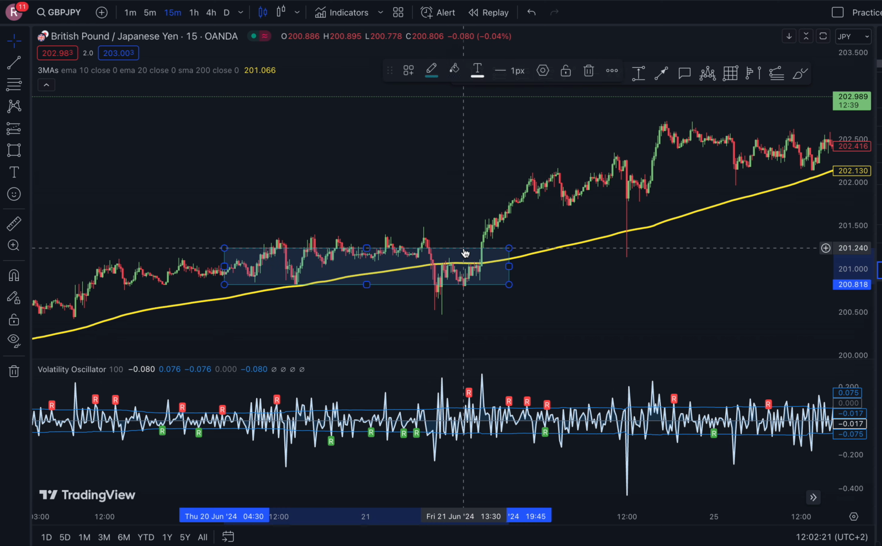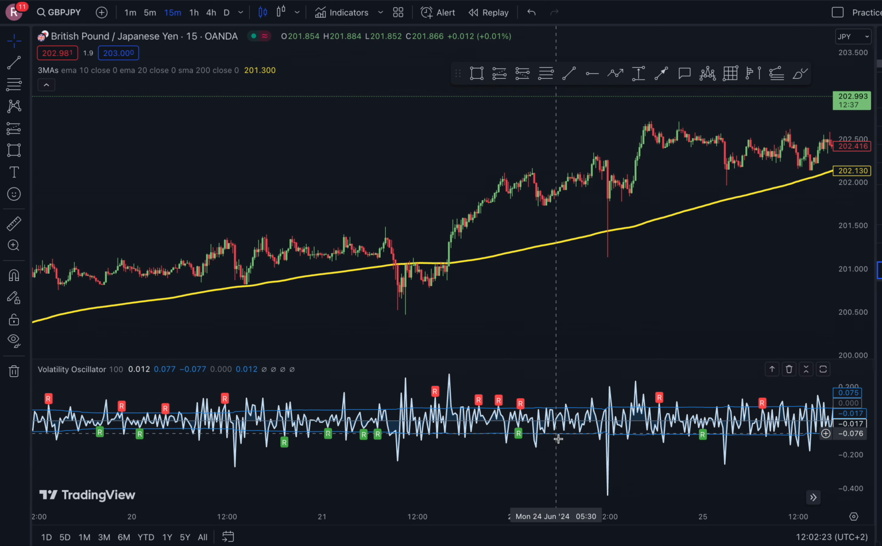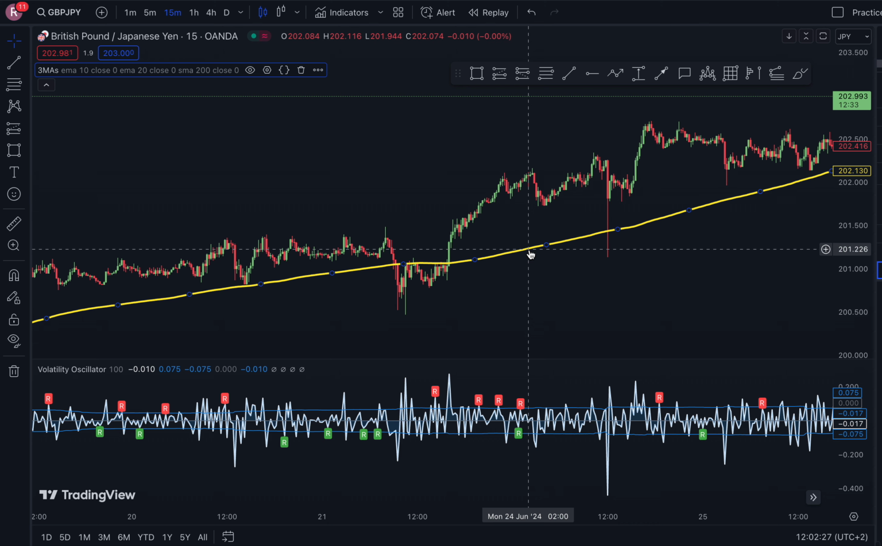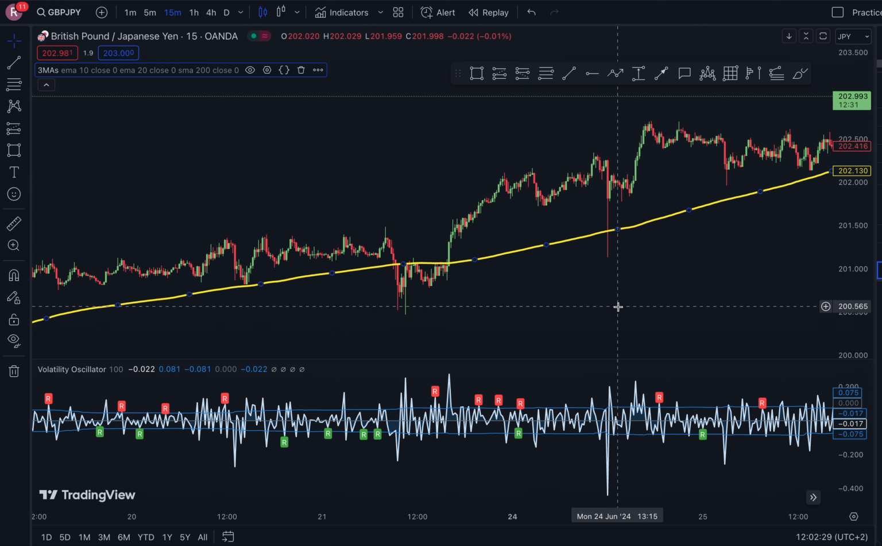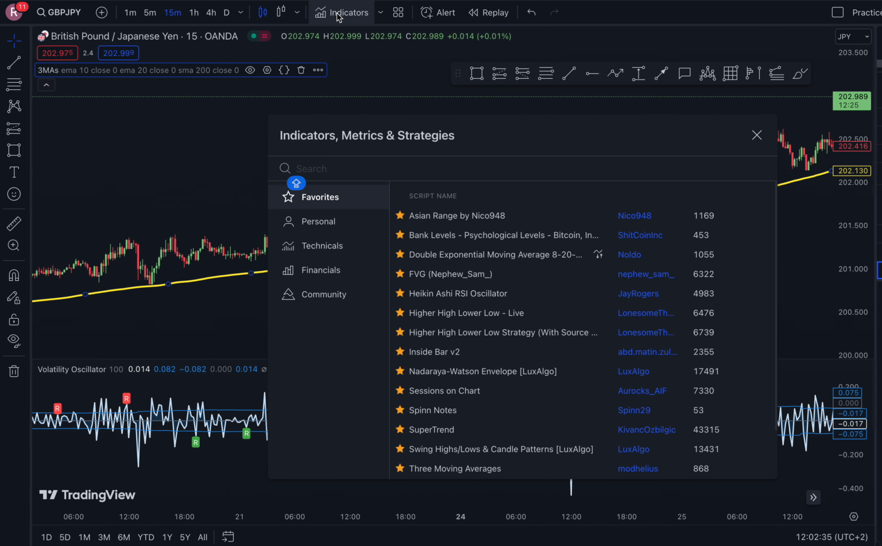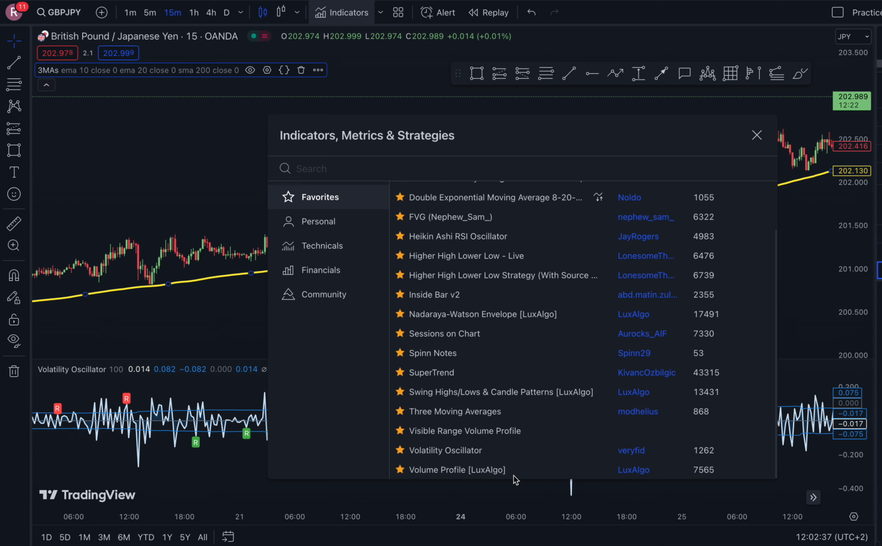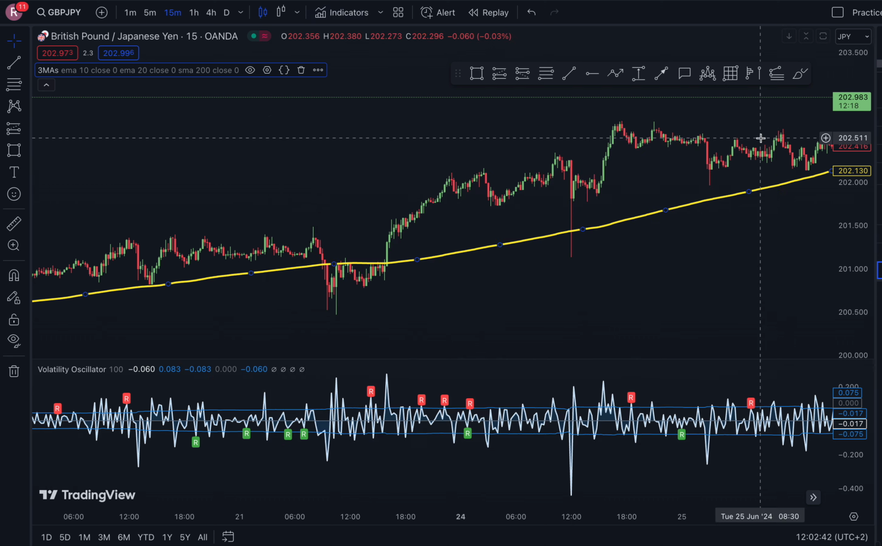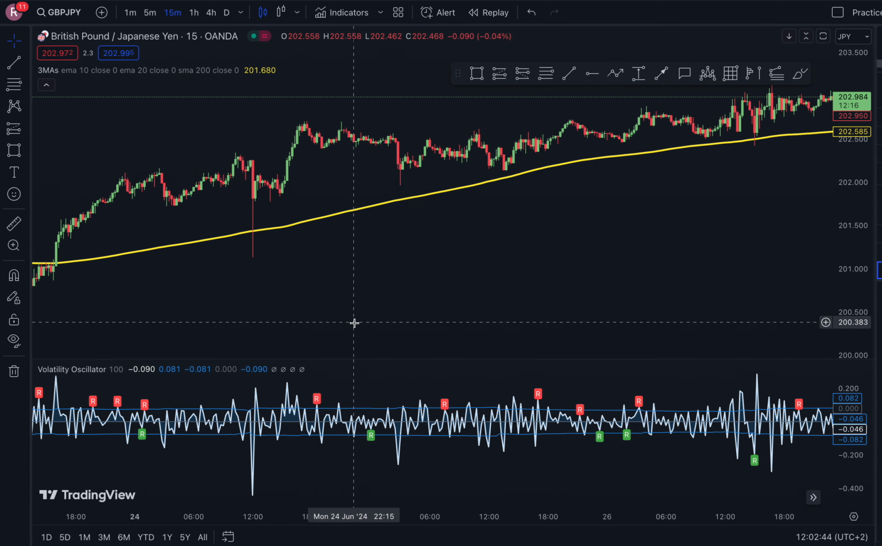So in this video, I'll be showing you guys a very simple tool that you can use in combination with your EMA to profit from the market. It is called the volatility oscillator. You can find it on the indicators tab by Verifid, as you can see there. Cool. Now let me show you guys how it works.